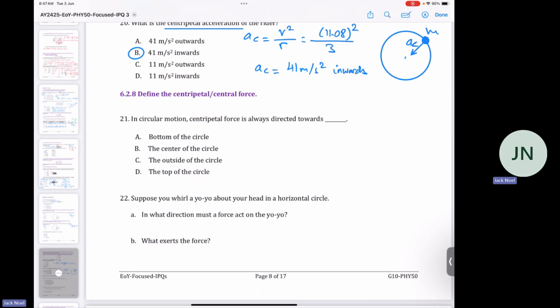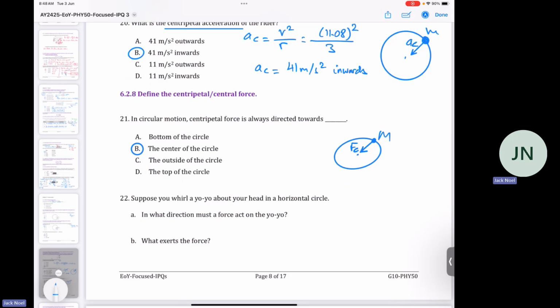In circular motion, centripetal force is always directed towards... Again, the centripetal force is the same as the centripetal acceleration. They have the same direction, both, because already the centripetal acceleration is caused by a centripetal force. So they have the same exact directions, both towards the center of the circle. It's B.